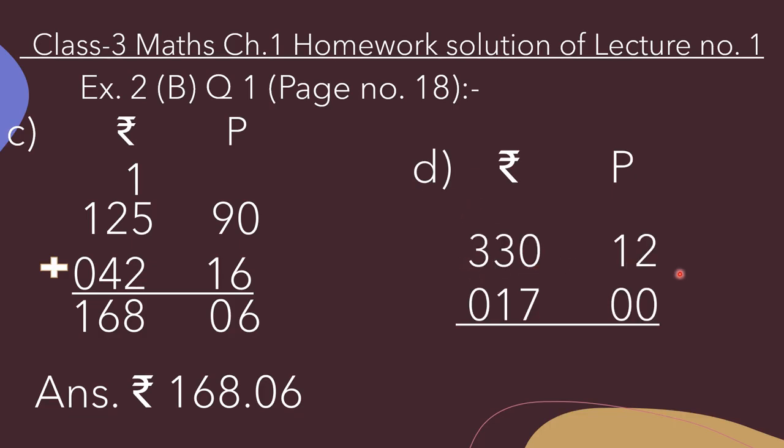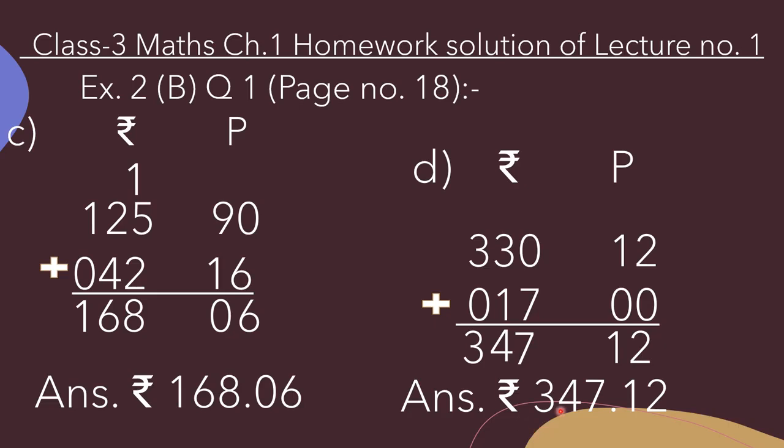Now in D part, 330 rupees 12 paise and 17 rupees. Now we have to add. So let's start from paise. 2 plus 0, 2. 1 plus 0, 1. 0 plus 7, 7. 3 plus 1, 4 and 3 plus 0, 3. So what is the answer? 347 rupees 12 paise, or we can write like this, 347.12. Okay. Thank you.